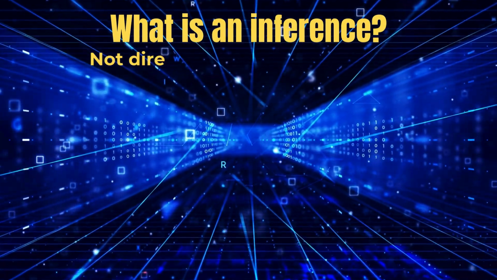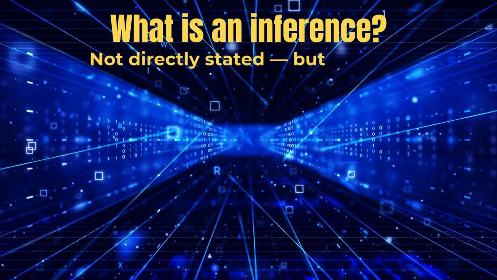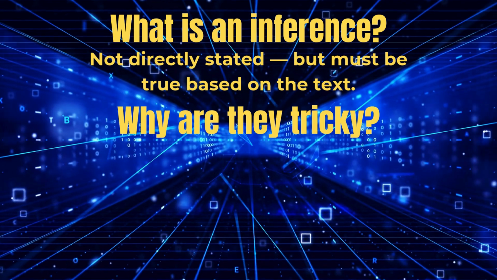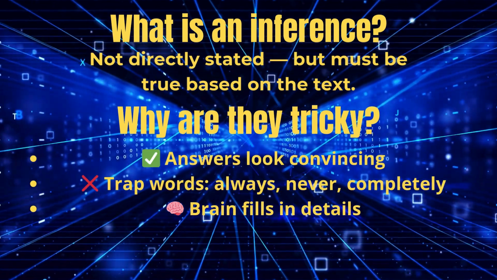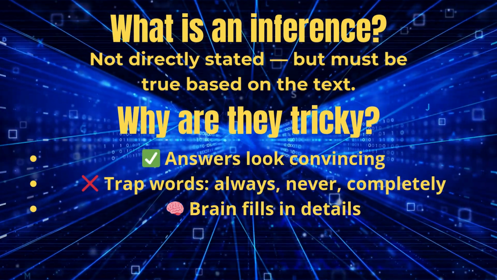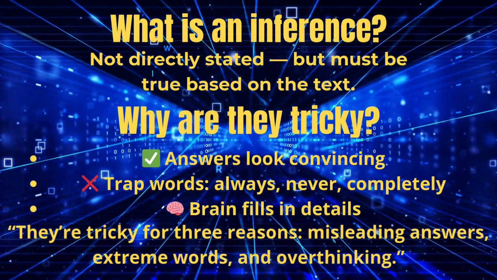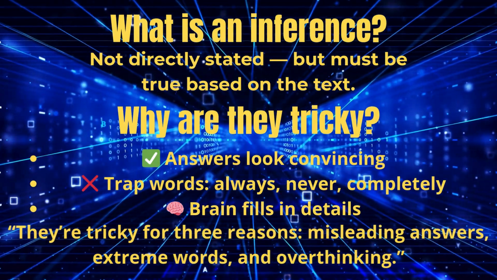What is an inference? Not directly stated, but must be true based on the text. Why are they tricky? Answers look convincing. Trap words: always, never, completely. Brain fills in details. They're tricky for 3 reasons: misleading answers, extreme words, and overthinking.